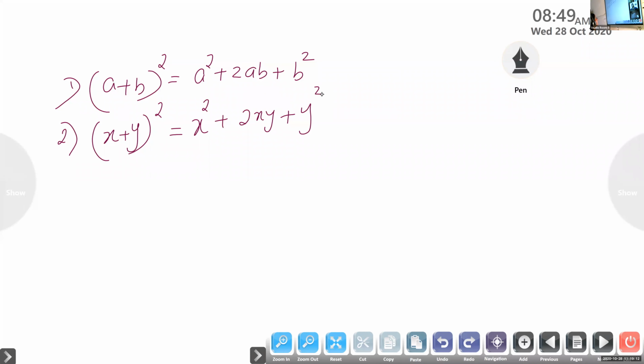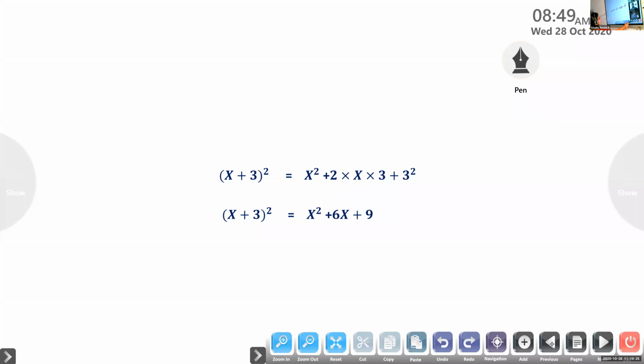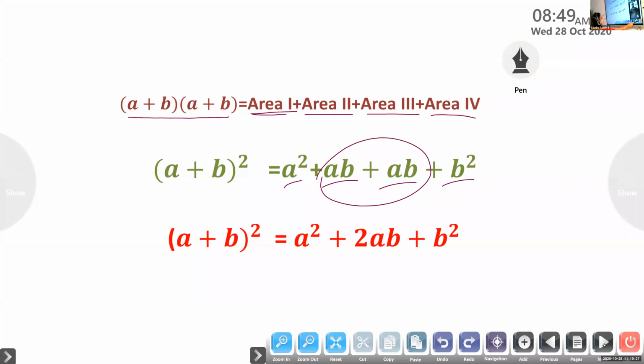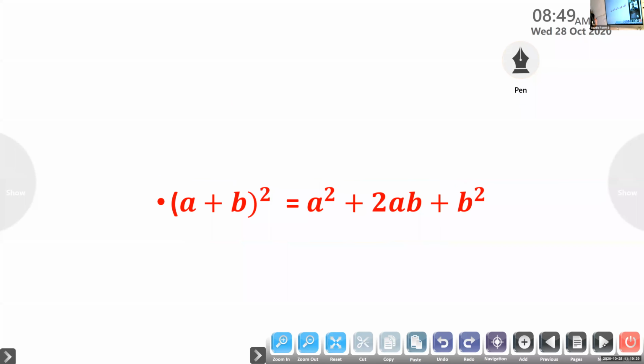Can you see the board? Yes. Did you write? No, ma'am. Why didn't you write? Write. Here it is, write it. Write in your book: (a + b) the whole square equals a square plus 2ab plus b square.